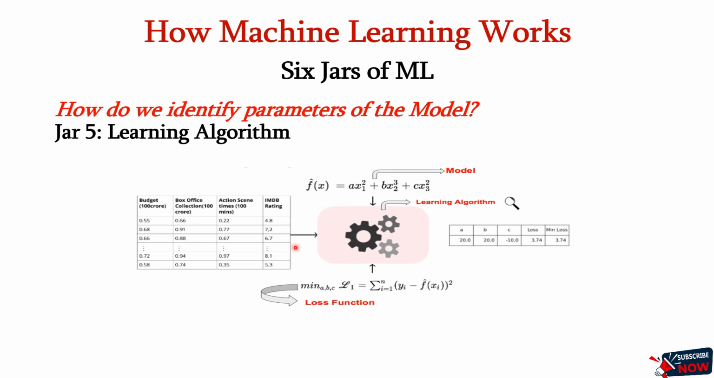Next, we have to determine the parameters of the model. So here we can use the learning algorithm. We can see that here we have the model f of x equal to a x1 square plus b x2 square plus c x3 square. Here x1, x2, x3 are inputs. A, B, C are the parameters which have to be identified by the learning algorithm. So our ultimate goal is that we have to minimize the loss function.